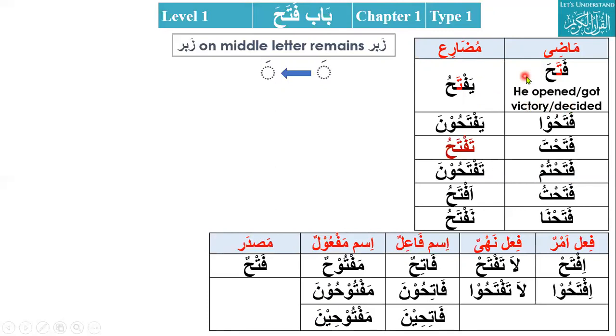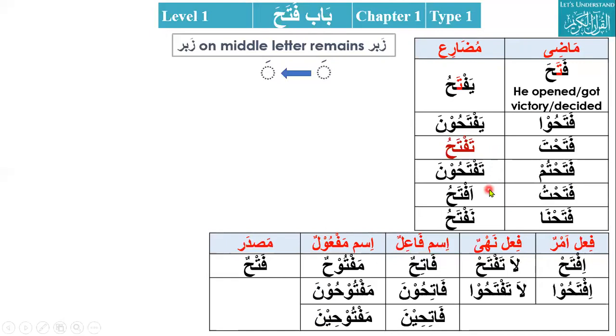So let's do the TPA. Maybe first of all I can do the translation. Fataha means he opened, fatahu, they opened, fatahta, you opened, fatahtum, you all opened, fatahtu, I opened, fatahna, we opened, yaftahu, he opens or he will open, yaftahuna, they open or they will open, taftahu means you open or you will open, taftahu also means she opens or she will open. So the same word is used for you masculine and she feminine. Then taftahuna, you all open or you all will open.